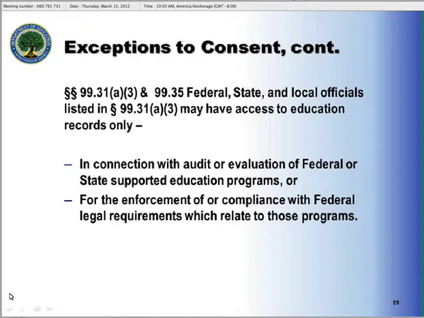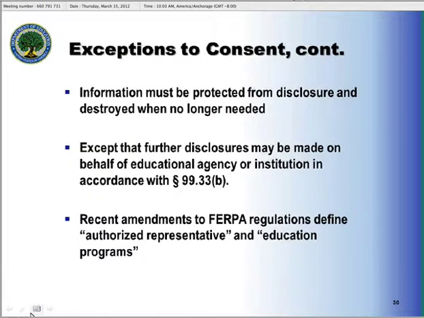On these next two slides, we list the requirements that authorized representatives must follow in protecting PII from education records. You should know about the changes to this provision that we made in the December 2011 regulation, and you'll find additional guidance about this on FPCO's website.